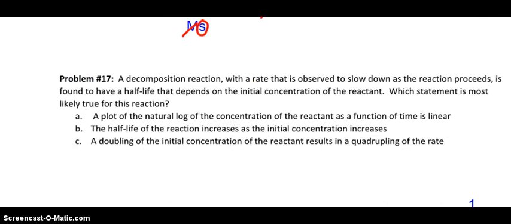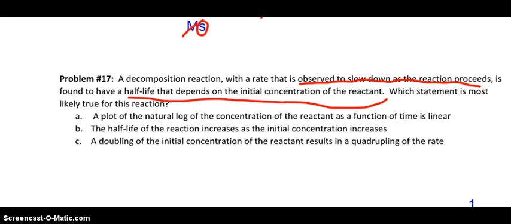All right, I like problem number 17. I think you always need more practice with multiple choice questions. So this one says a decomposition reaction, so it has only one reactant, with a rate that is, write this down or underline this, observed to slow down as the reaction proceeds, is found to have a half-life dependent on the initial concentration of the reactant. We need both of those facts to help us out. So which statement is most likely true?